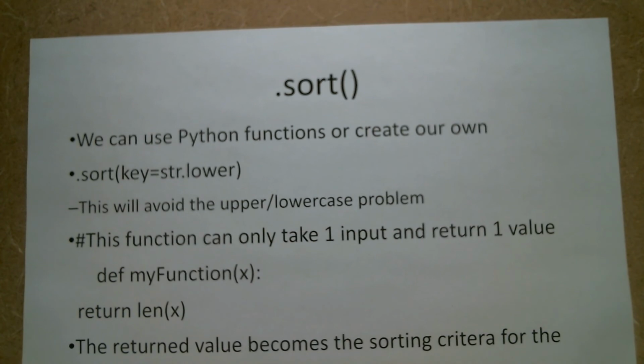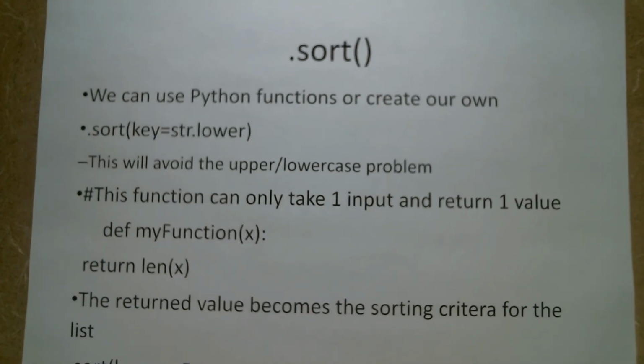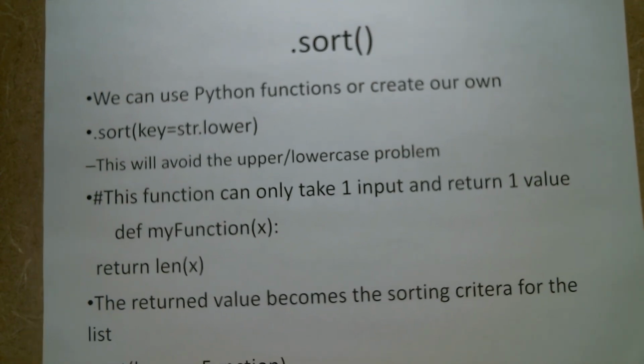All right, so we can use Python functions or create our own with these custom sorting criteria. So if I say key equals str.lower, that basically forces it to sort everything as lowercase. So that way I don't have to worry about it goofing up the ASCII values and mixing them up. You can also define your own functions.